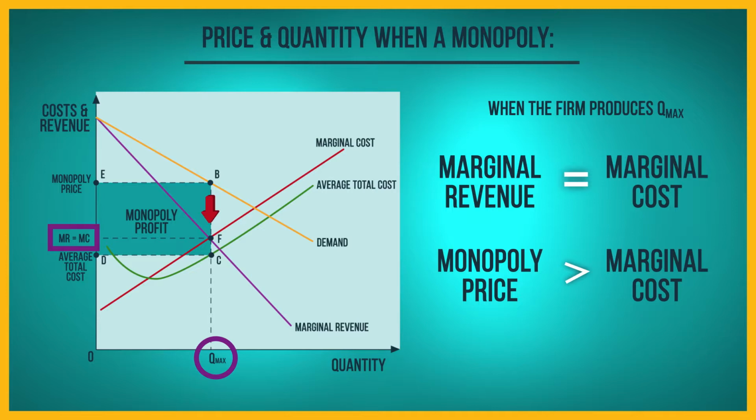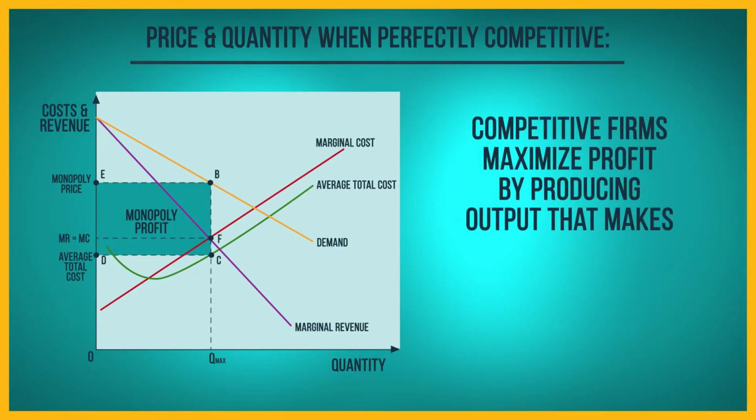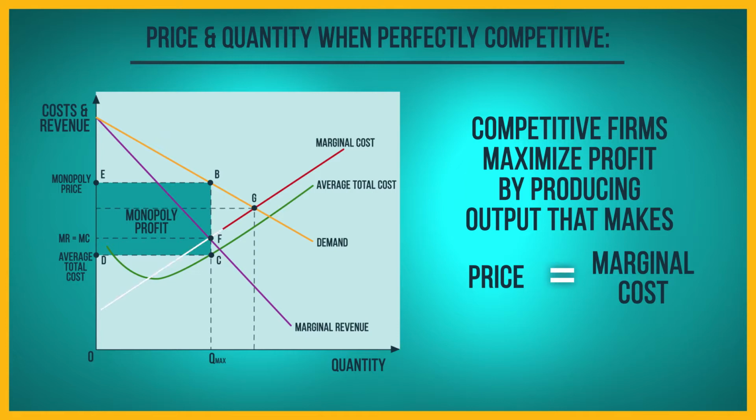Our second task is to identify the price and quantity that occur when the industry is perfectly competitive. To identify this price and quantity, we use a key finding from our analysis of perfectly competitive firms. We learned that competitive firms maximize profit by producing the output that makes price equal marginal cost. Therefore, point G, the intersection of the marginal cost and demand curves, determines the price and quantity that occur when the industry is perfectly competitive.